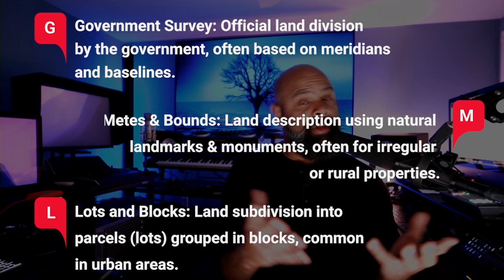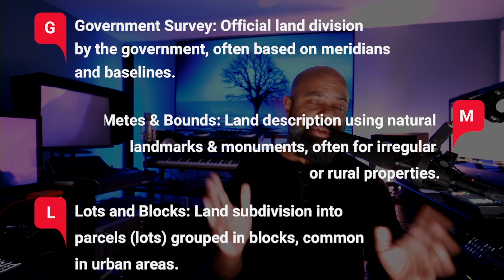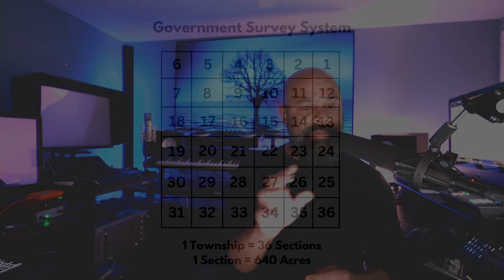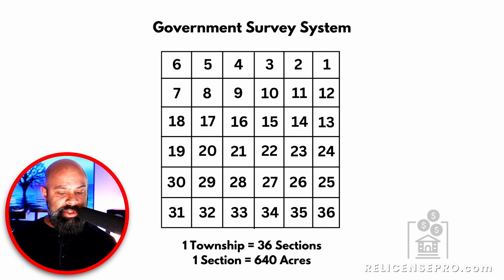With government survey, there's a few fundamentals that we need to know. Number one, if you take a look at this diagram, the government survey system is built into this grid system, and there are 36 sections in this system. So we have 1 through 36, and that's how that works. This whole thing is called a township, and a township is massive.